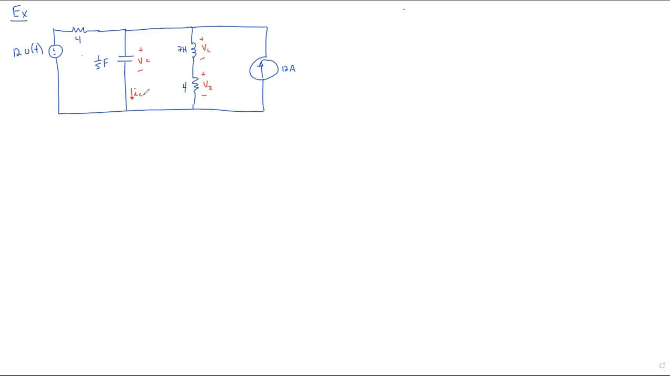So I've defined IC in concordance with passive sign convention, since capacitors, resistors, and inductors are all passive. Same thing over here for IL. And our goal is to find the following quantities. We want to find VC at 0 plus, voltage across the capacitor, the current through the inductor.